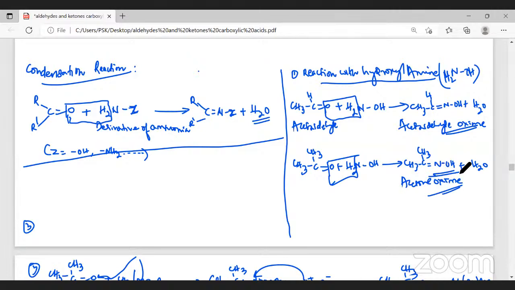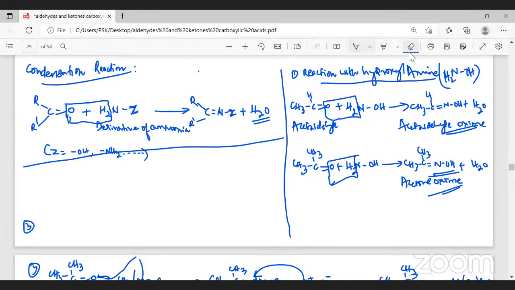So the first condensation reaction is the reaction with hydroxylamine. Whenever aldehydes and ketones, or carbonyl compounds, are reacted with hydroxylamine, the respective oximes are formed, OXIME. The respective oximes are formed. Followed? Yes, sir.